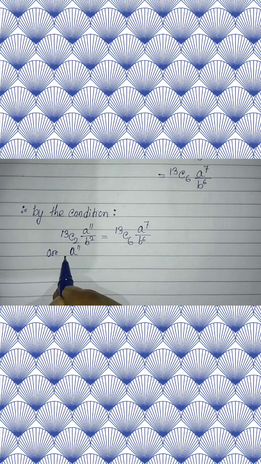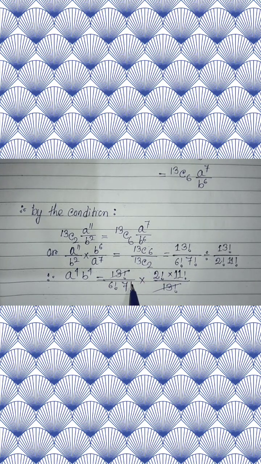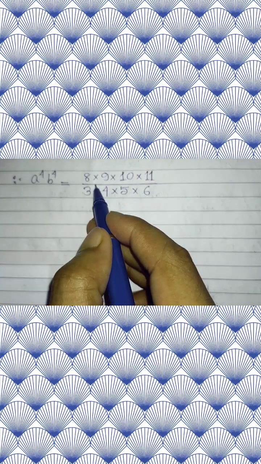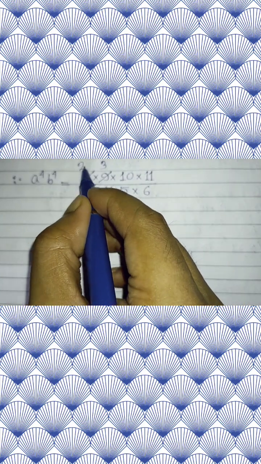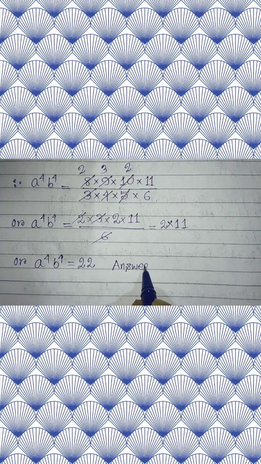After a few simplifications, we get a^4 b^4 equals 8 into 9 into 10 into 11 divided by 3 into 4 into 5 into 6, and doing further simplifications we get a^4 b^4 equals 22, and this will be the final answer.